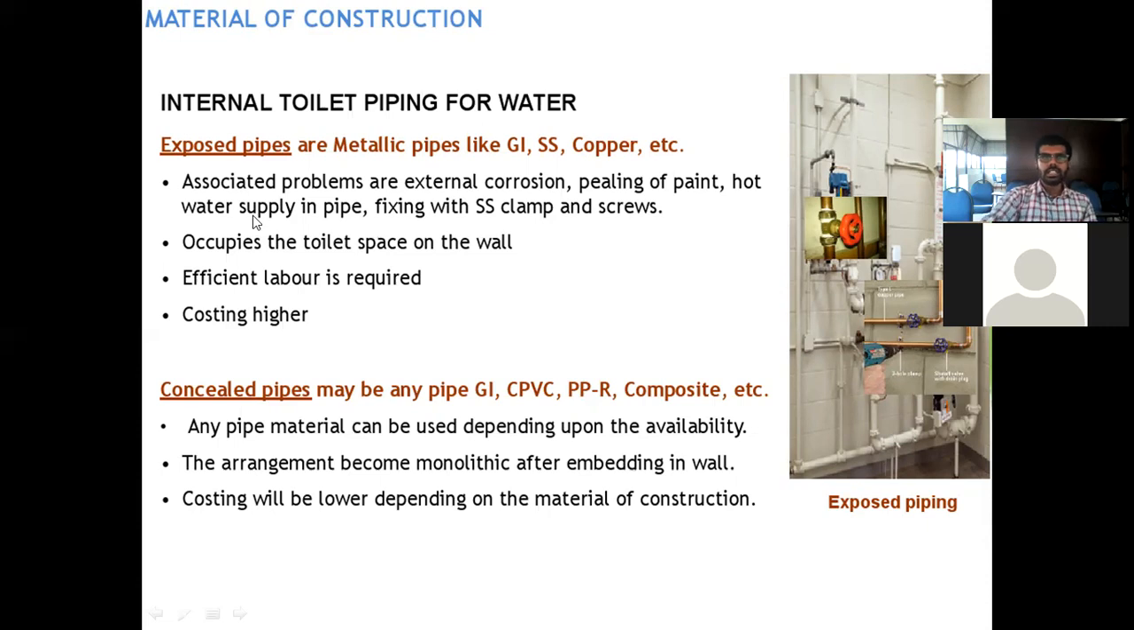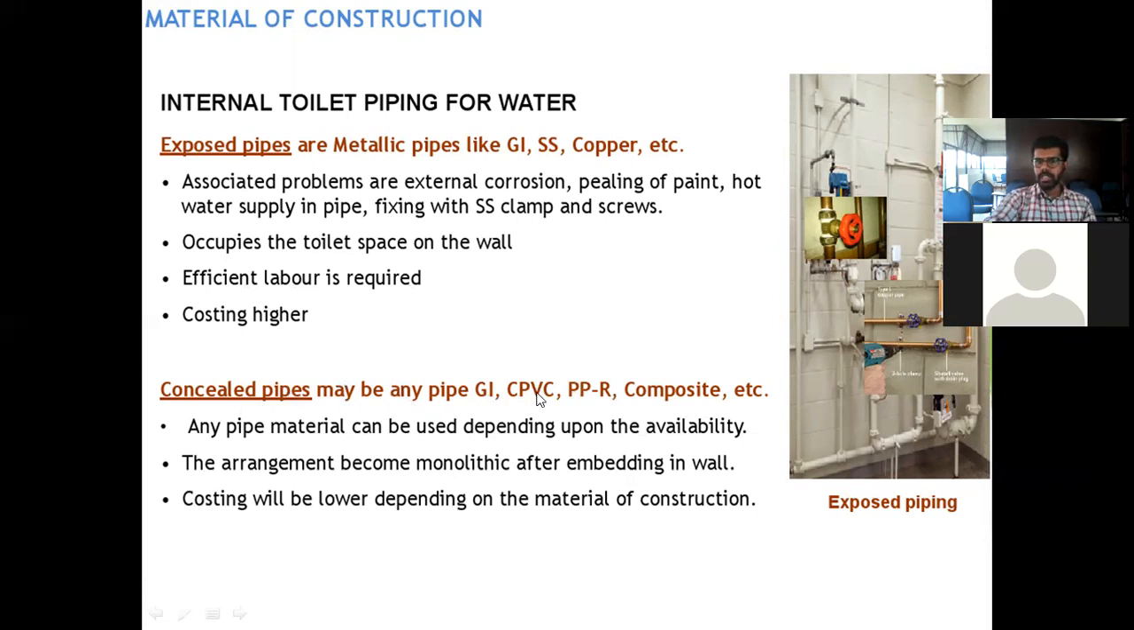Exposed pipes are usually metallic pipes like GI, SS, and copper pipe, etc. They are associated with problems like external corrosion, heating of paint, hot water supply in the pipe, and fixing with SS clamps and screws. Because it mainly deals with corrosion, we have to have metallic pipes like this, and it occupies storage space on the wall. Efficient labor is required, and costing is also higher. So mostly we will use concealed pipes only.